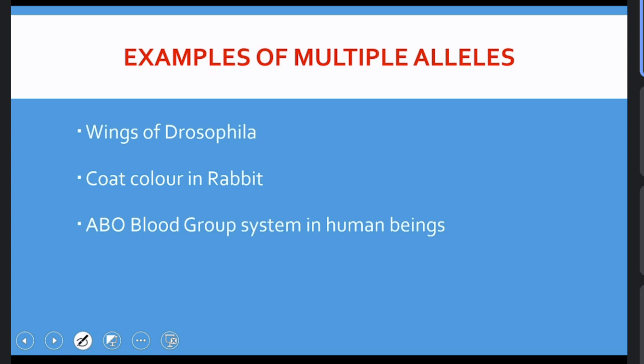There are different examples for multiple alleles. The well-known examples are wings of Drosophila, coat color in rabbit, and ABO blood group system in human beings. Okay. Now we are going to start.